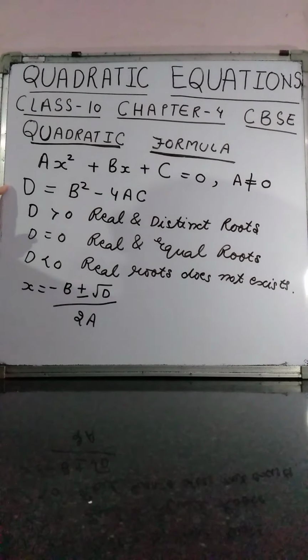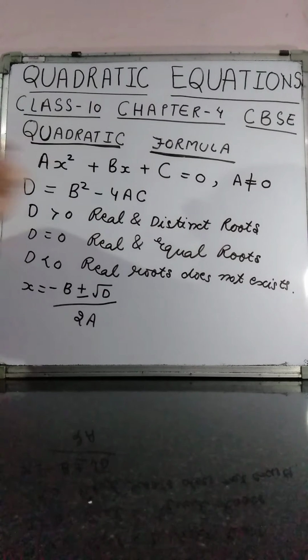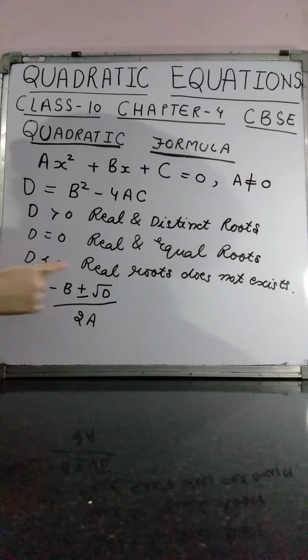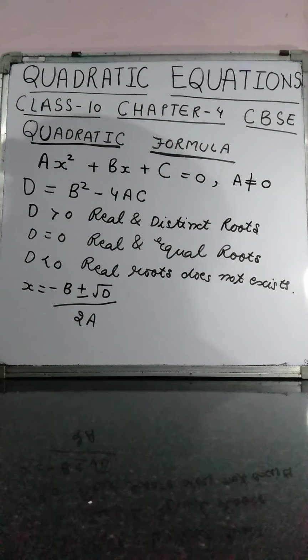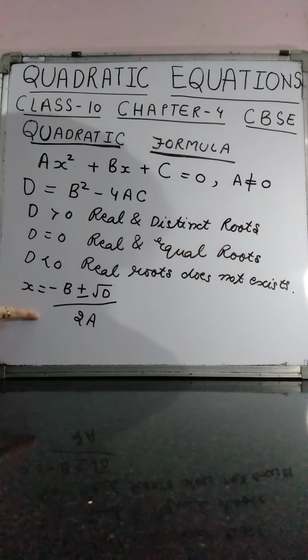Then D, the discriminant, is given by b² − 4ac. If D is greater than 0, there will be real and distinct roots. If D is equal to 0, there will be real and equal roots. If D is less than 0, real roots do not exist. x is equal to (−b ± √D) / 2a. This is the quadratic formula.